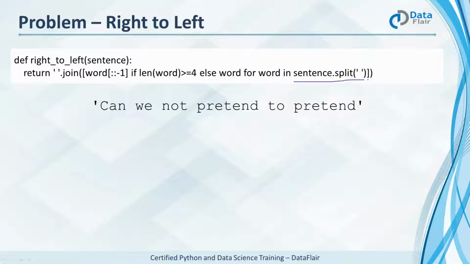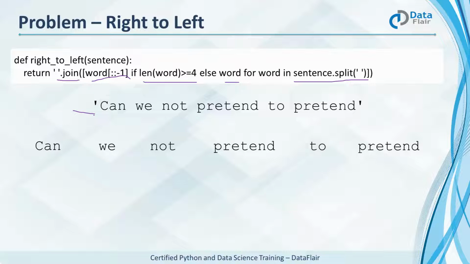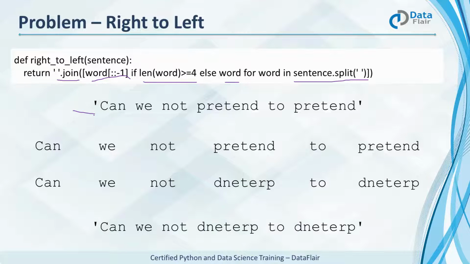Splitting the sentence around spaces, we get a list. For each word in this list, if it is length 4 or more, add the reverse of it to a list. Otherwise, add it to a list as it is. Then join each word in this list with a space. This is the string. Split it around spaces to get a list with these values. The new list has these values and the word pretend has been reversed. And finally, it joins these values with a space.